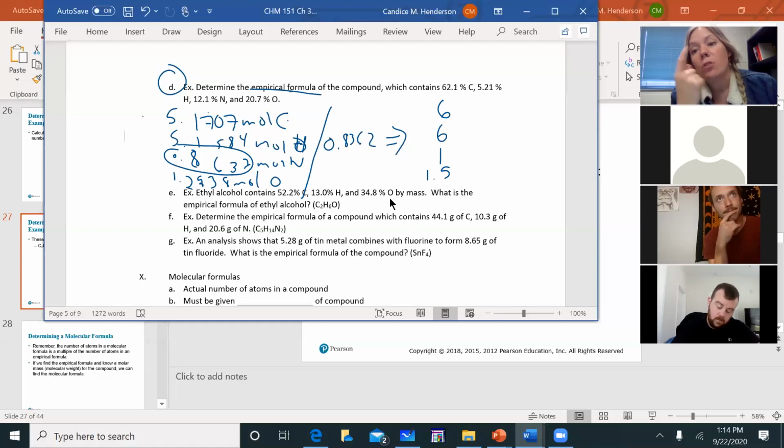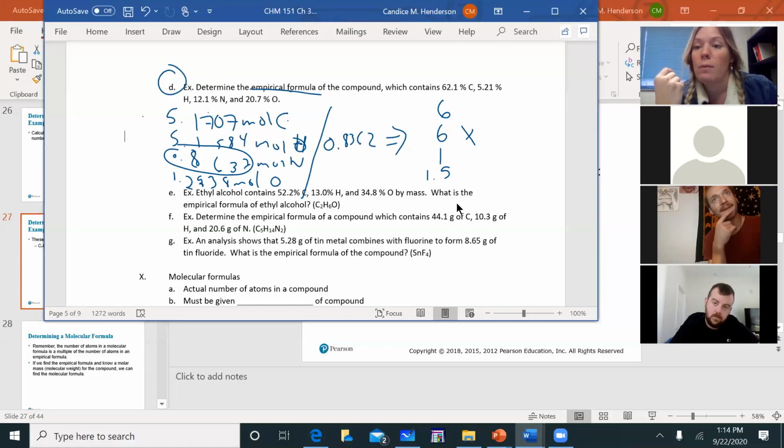So in this problem, we have to do one more step. We get percent into grams, grams we convert into moles, we divide by the smallest number and hope that we're going to get whole numbers. In this case, we got all whole numbers except for 1. So the best way to get rid of that is to multiply it by some whole number. I need to multiply it by something that's going to get rid of the 0.5.